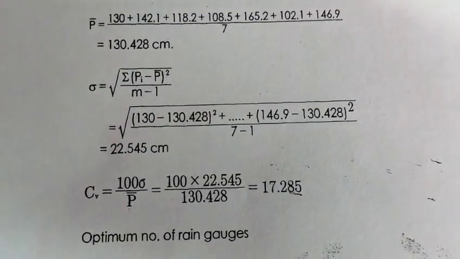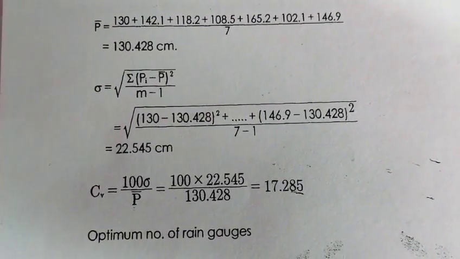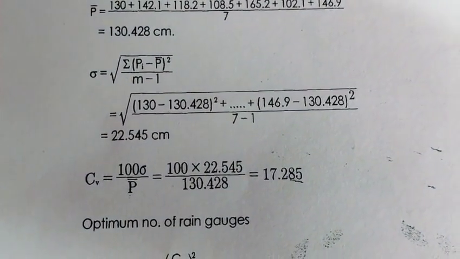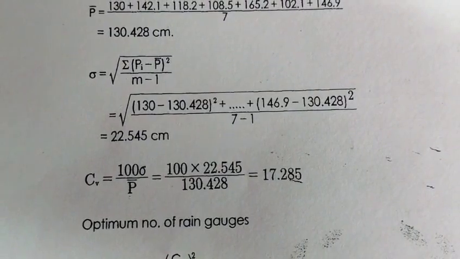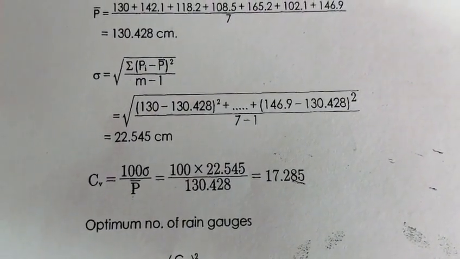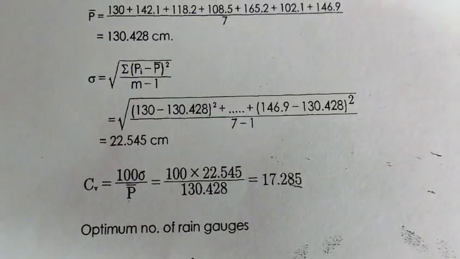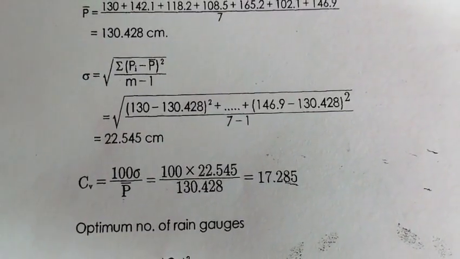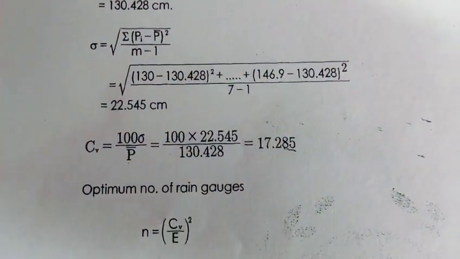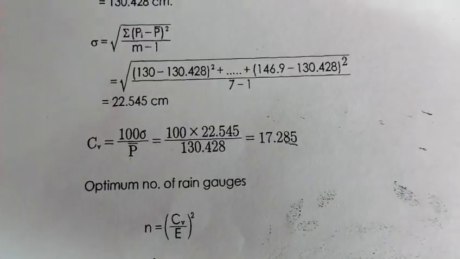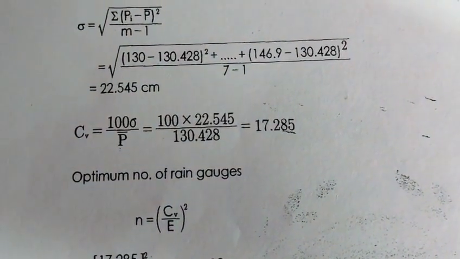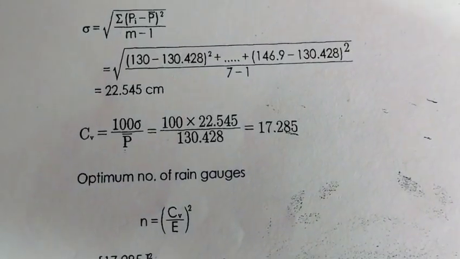So here is the calculation of the sigma. Now by this we have to calculate the coefficient of variation by the formula 100 into sigma divided by P bar, that is the mean rainfall. So we have calculated sigma, we have calculated P bar. You have to put the values in the formula and you will get the coefficient of variation equal to 17.285. Now we go for the optimum number of rain gauges formula that we saw: n is equal to (CV divided by E, that is the error) bracket raised to 2.